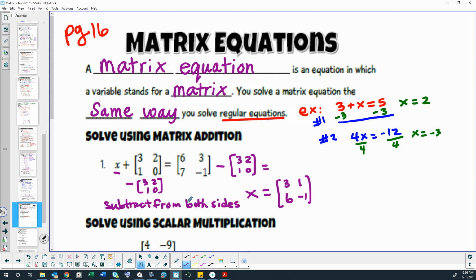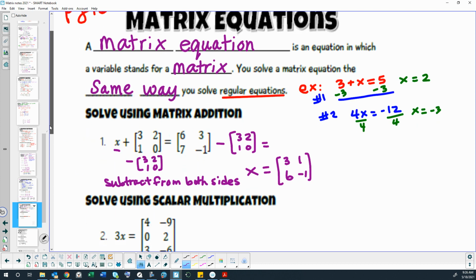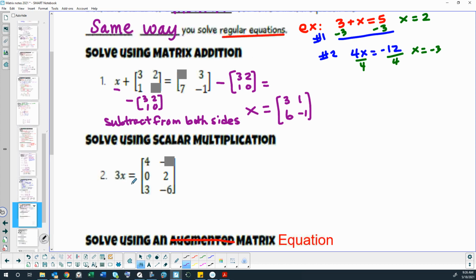Okay, let's look at this scalar multiplication problem. This one has 3 times x equals this matrix. So if we want to find x, we need to get rid of the 3. In the little example we did up here, we divided both sides by 4 to get rid of the 4. So we could do that here, dividing both sides by 3, except I'm going to write it a different way. Instead of dividing by 3, I'm going to multiply by 1/3. And that will accomplish the same thing.